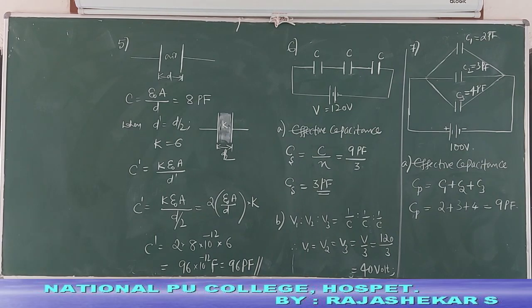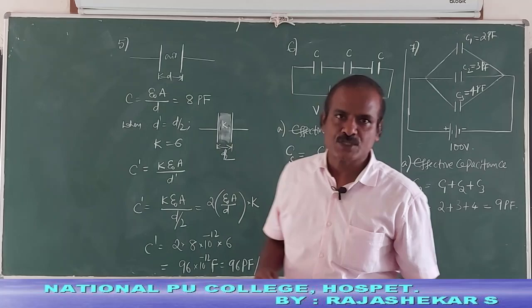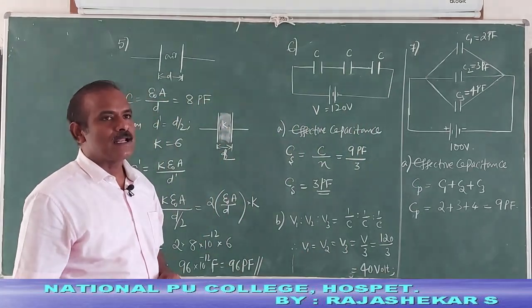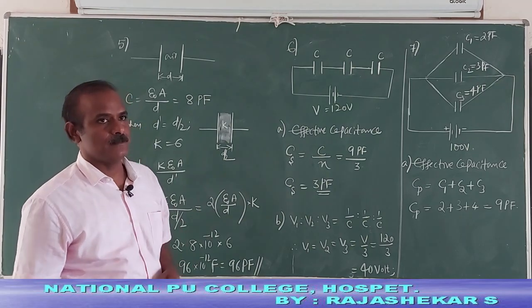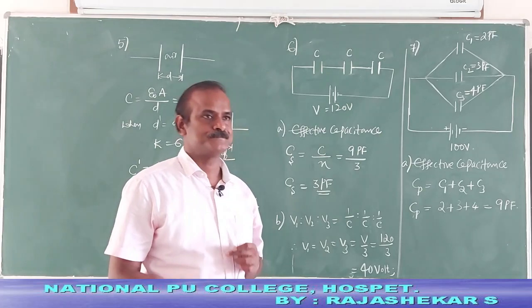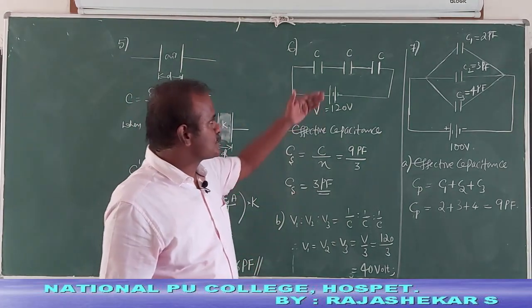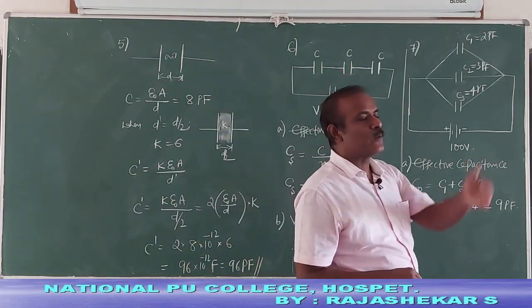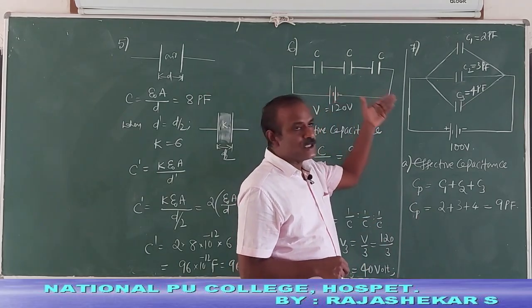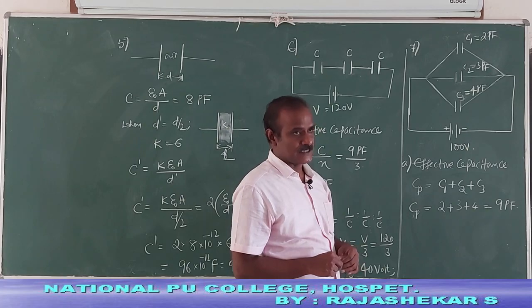Now what about the second part? You are asked to find the charge on each capacitor, students. We know very well that in a parallel combination charge will divide. In a series combination potential will divide according to their capacitances. Similarly, in a parallel combination charge will divide according to their capacitances. Here the charge distribution will be according to their capacitances.